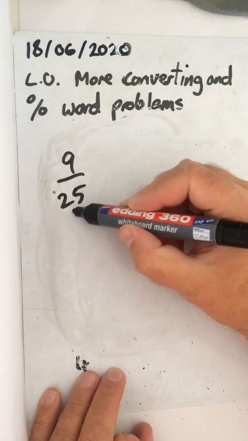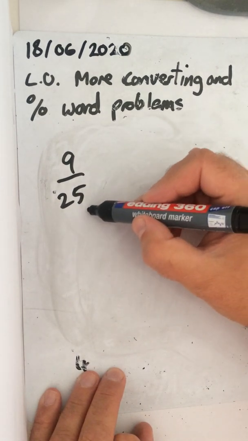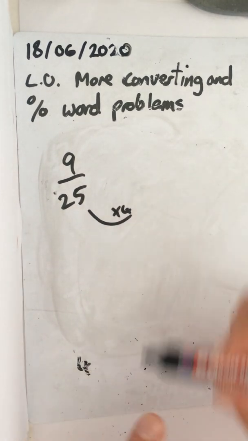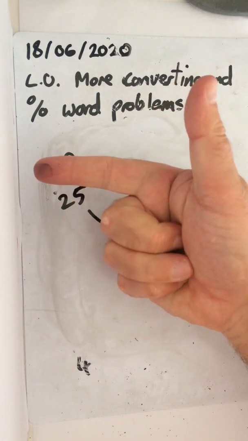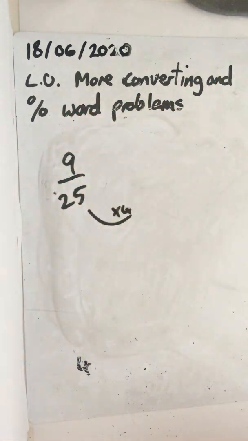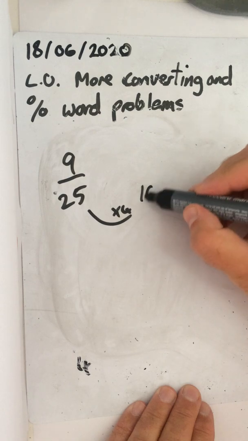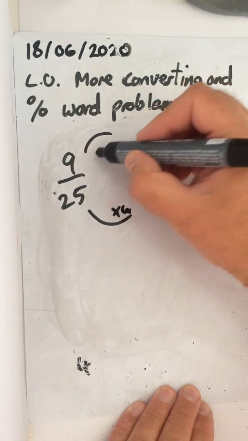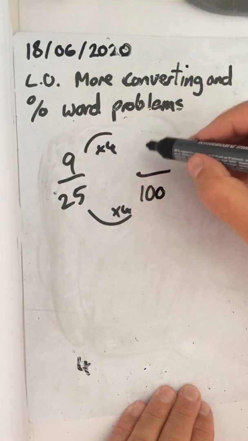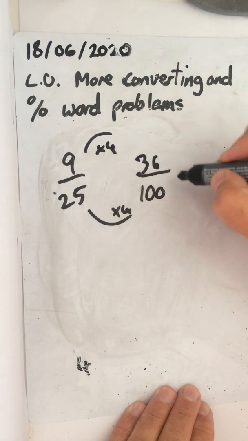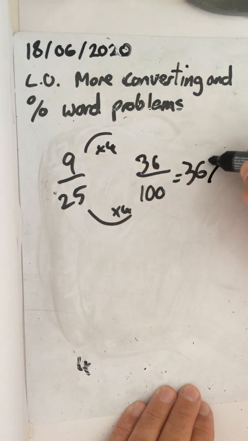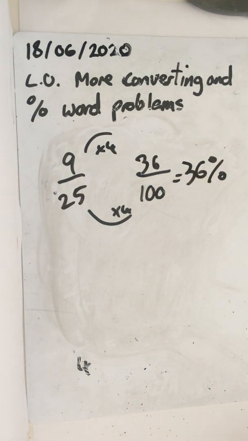9/25. Anything with 25ths at the bottom, again, it's really easy. We just times it by 4. 25, 50, 75, 100. Times it by 4, which will give us 100. Do the same to the top. Times it by 4. 9 4s, 9, 18, 27, 36 over 100. 36%.